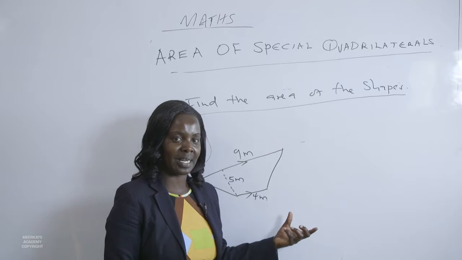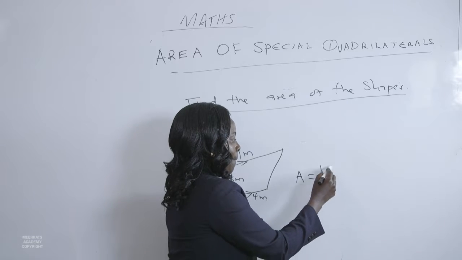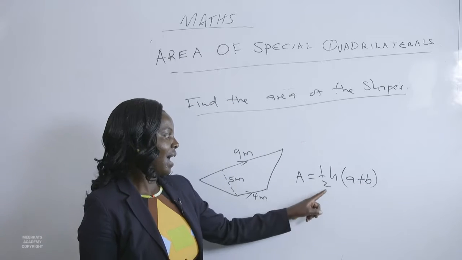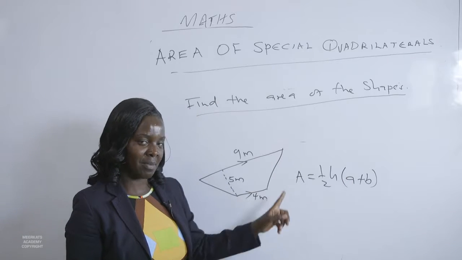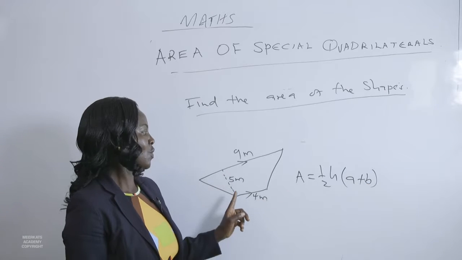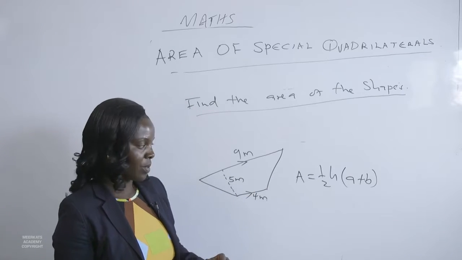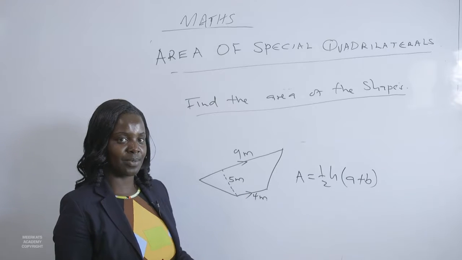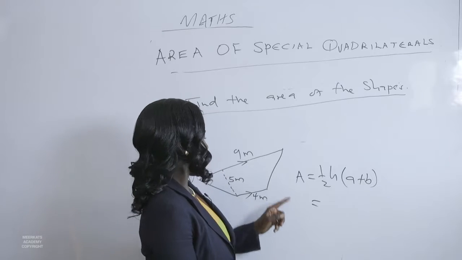So we said, what is the rule for calculating the area of a trapezium? We said the rule is a half times height into A plus B. And if you can remember, we said A and B are the two opposite and parallel sides of the trapezium. We said it is very important before you calculate, you write the rule. And you must understand the figure first, what it is, write the rule, and then substitute the values in the rule.